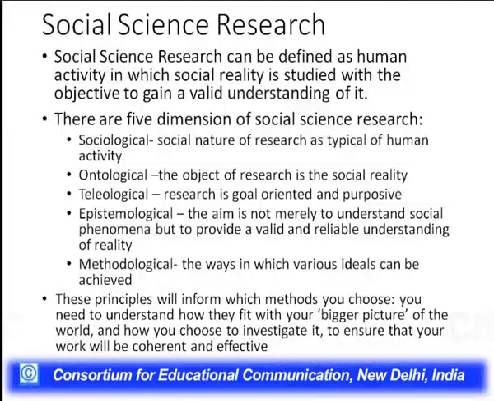Then we'll go into the idea of the stages of research. There are certain processes through which research needs to be conducted, though in social sciences there are no fixed boundaries, and the researcher is free to do research in a more open and flexible manner. Therefore, it is also important to keep in mind certain ethics which are essential while conducting social science research. Social science research can be defined as human activity in which social reality is studied with the objective to gain a valid understanding of it.